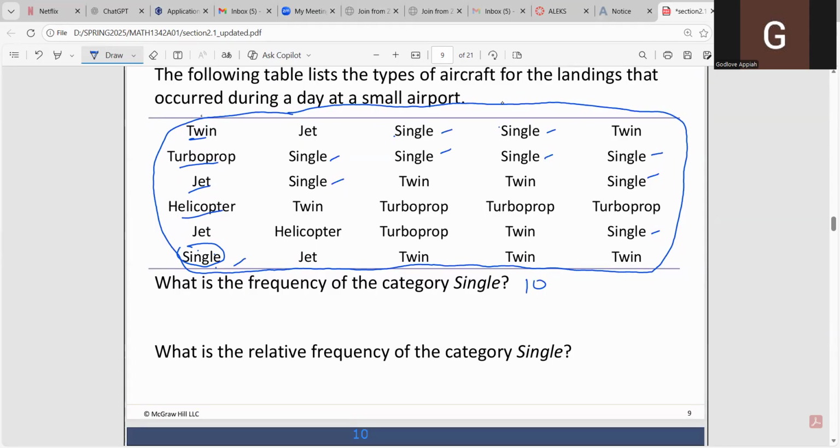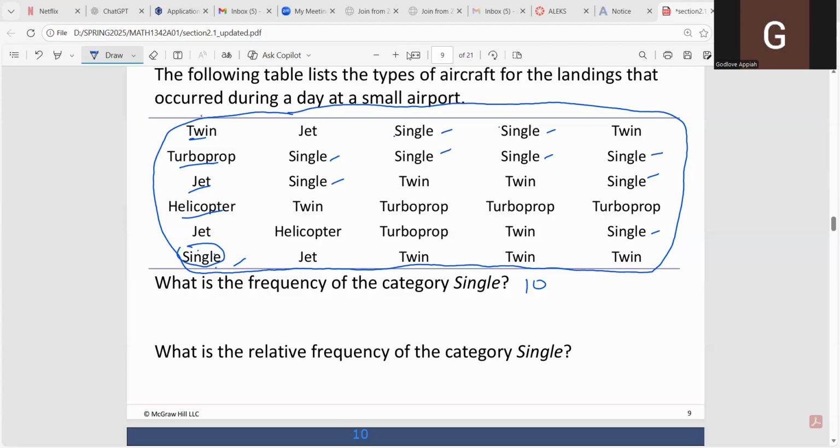The next question, what is the relative frequency of the category single? Can you guys type your answers in the chat? What will be the relative frequency for this category? Round your answer to 2 decimal places. Any answers? Type your answer in the chat. All right. So Stacy says 0.33. Kenna says 1/3. That is also 0.33. So correct. Seems everybody is saying 0.33.